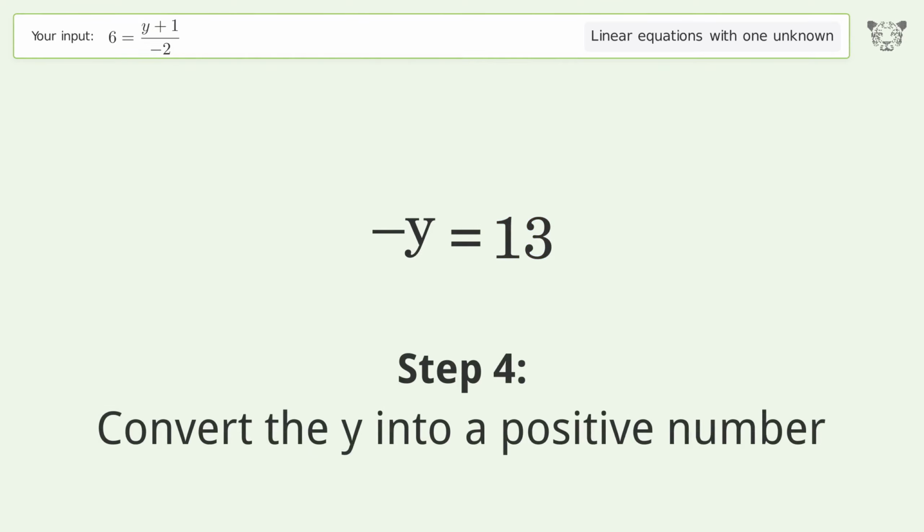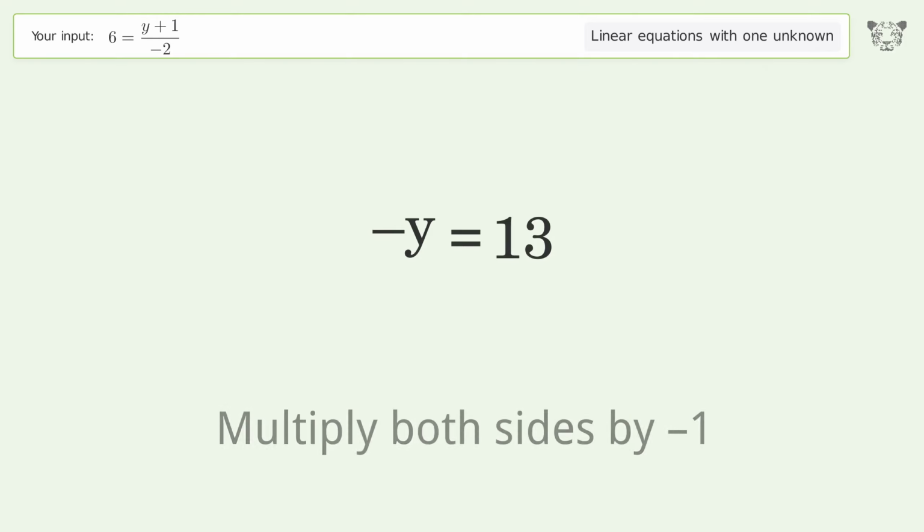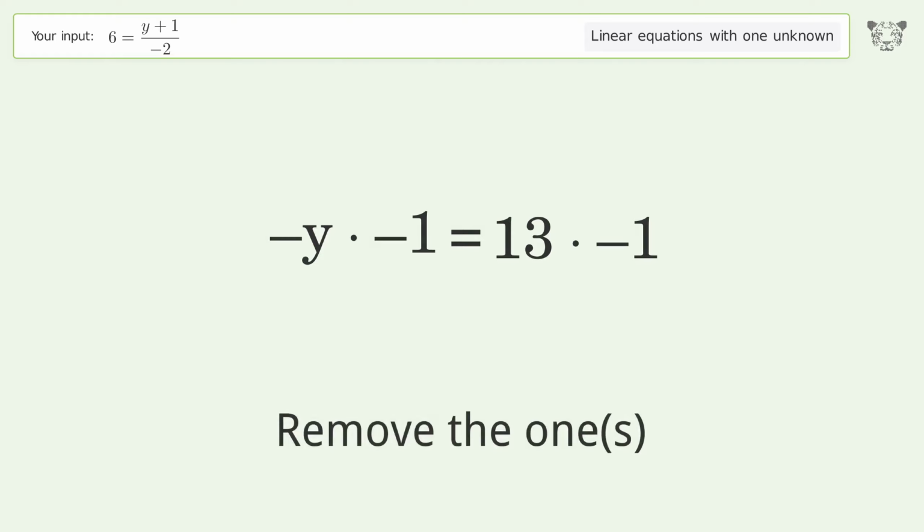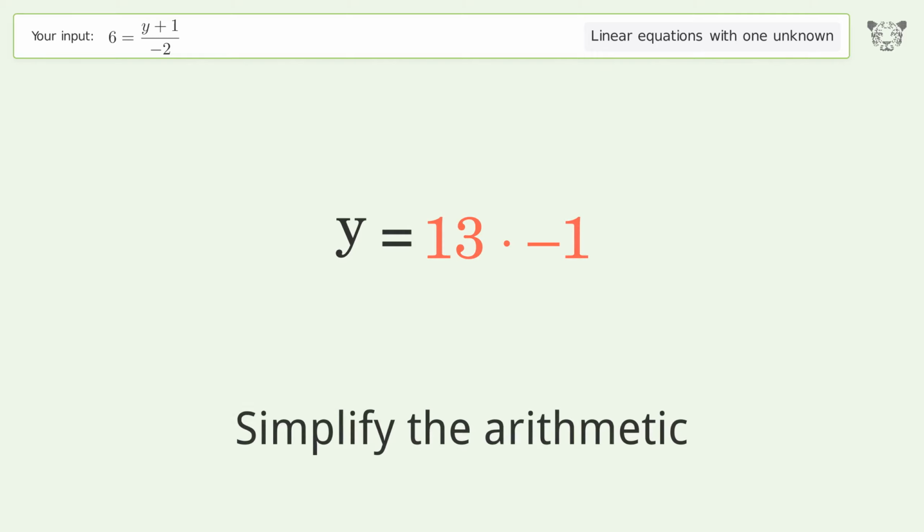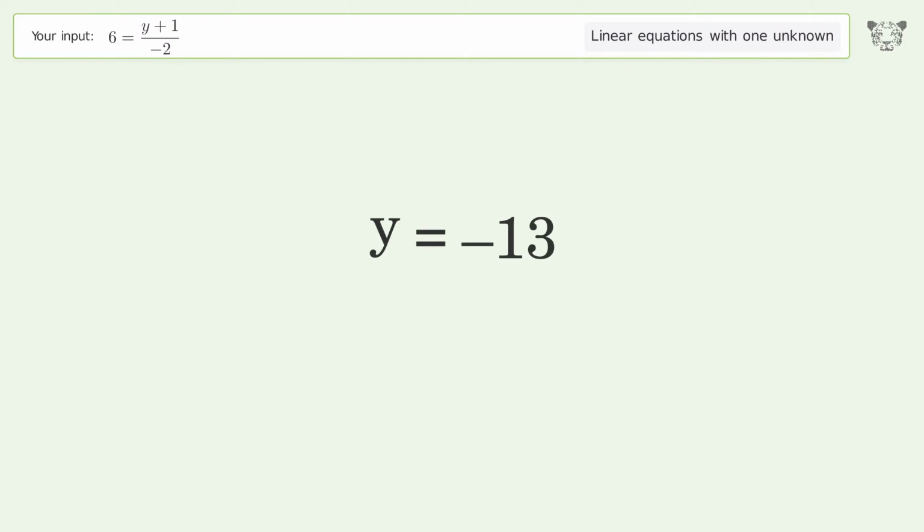Convert the y into a positive number. Multiply both sides by -1. Remove the ones. Simplify the arithmetic. And so the final result is y equals -13.